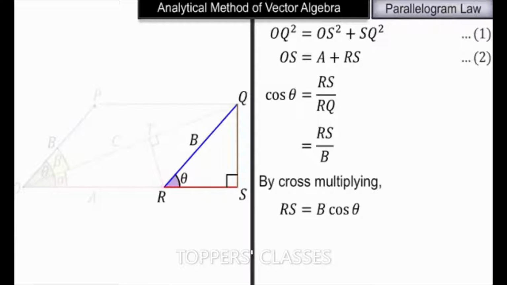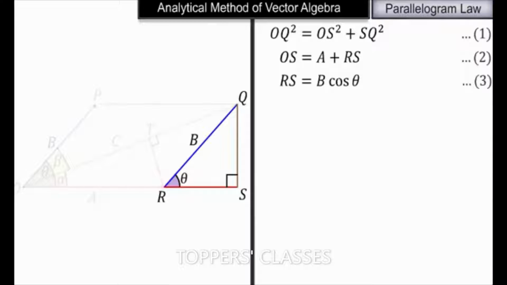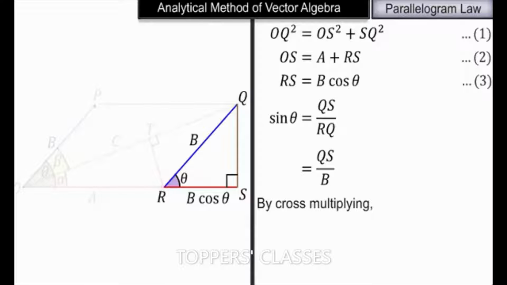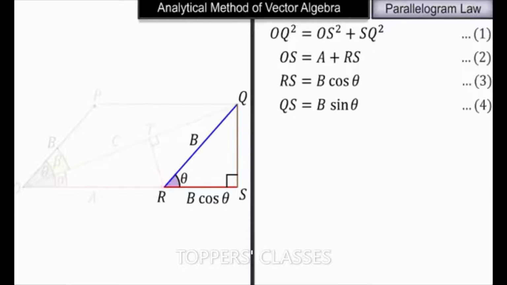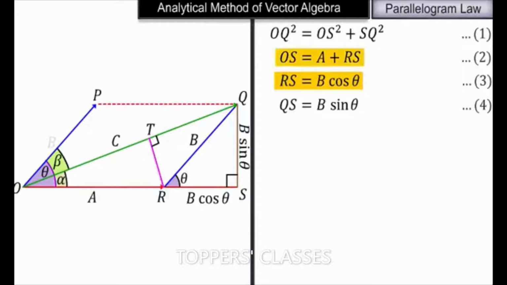From the same triangle QRS, we can write sin theta is equal to QS by RQ, which is equal to QS by B. By cross multiplying, we get QS is equal to B sin theta. Let this be equation 4. Substitute equation 3 into 2. We get OS is equal to A plus B cos theta. Let this be equation 5. Substitute equations 4 and 5 in 1.